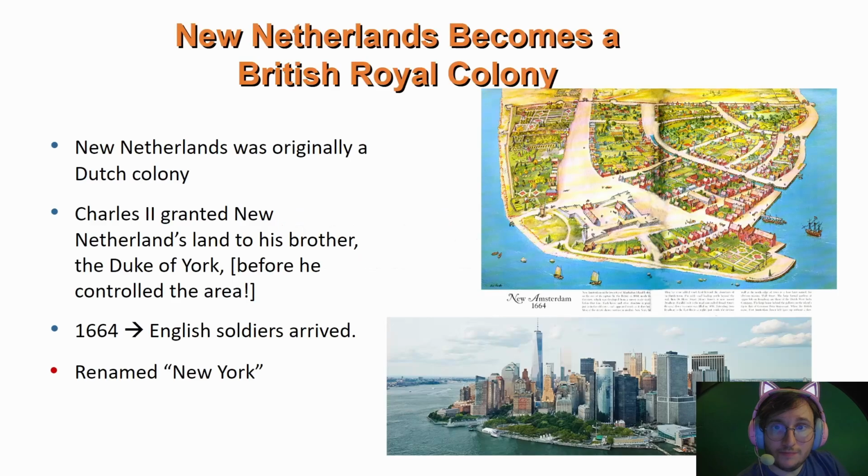Let's talk about New York. New York will become a British royal colony. New Netherland was originally a Dutch colony primarily focused on trade and commerce. In 1664, English forces arrived and King Charles II granted land to his brother, the Duke of York, even before they had control of the area. Upon taking control, the colony was renamed New York. This transition marked the beginning of New York's development under English rule.